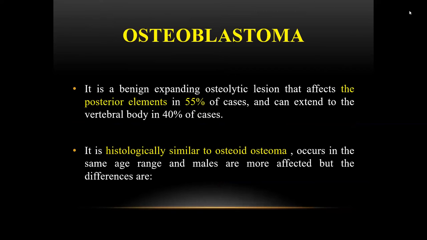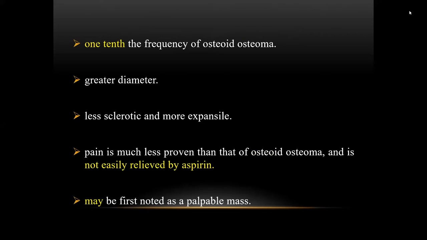And then when it comes to the osteoblastoma, which is a benign expanding osteolytic lesion, it also arises in the posterior elements in 55% of cases, and extends to the vertebral body in 40%. Histologically, it's similar to the osteoid osteoma, but has some differences. It's less common, has a greater diameter, more than 2 centimeters, is less sclerotic and more expansile. Pain is much less pronounced than that of the osteoid osteoma, is not easily relieved by aspirin, and it may first be noted as a palpable mass.